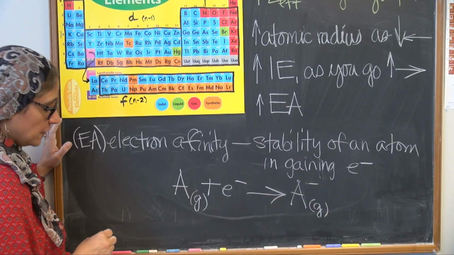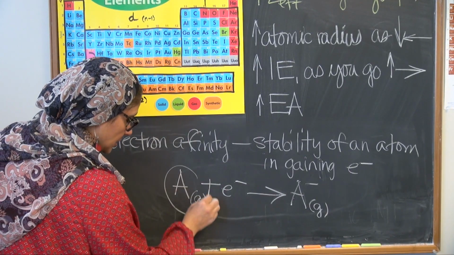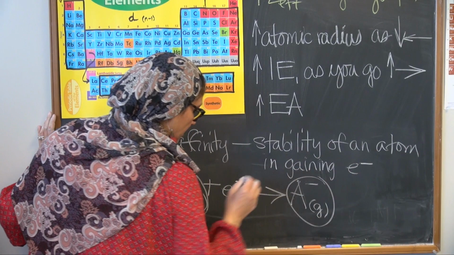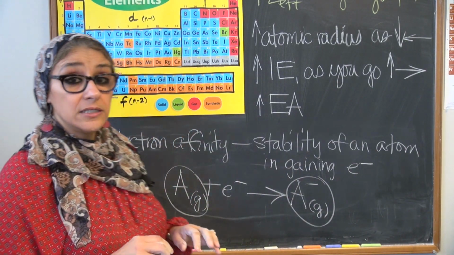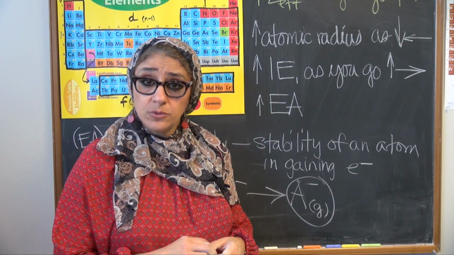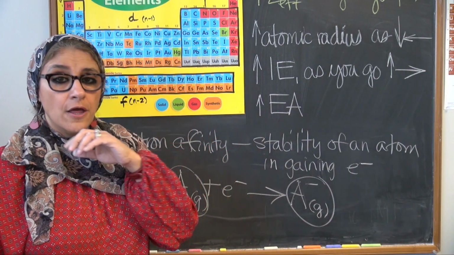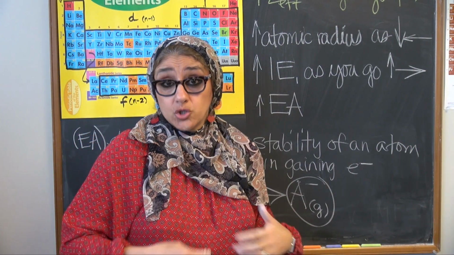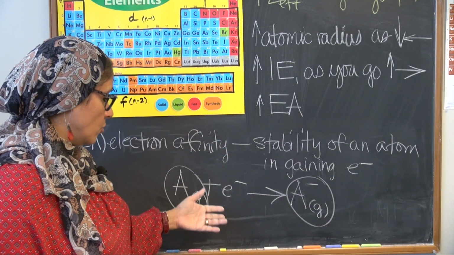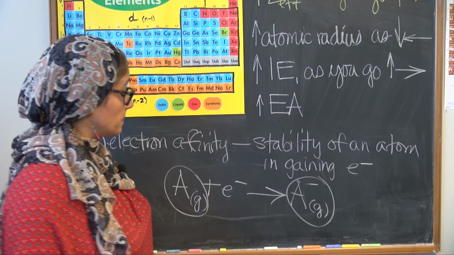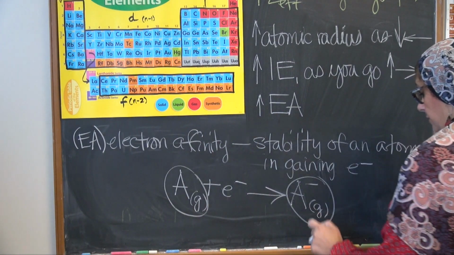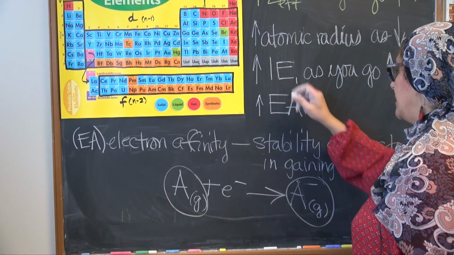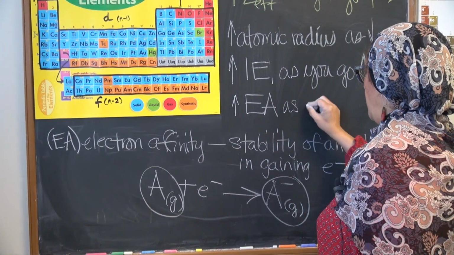And electron affinity is the measure of stability of the atom versus the anion, and it is expressed in joules. It is a thermodynamic value. The more negative the electron affinity, the higher it is, the stronger it is. Okay? The more likely this is going to happen. More stable the anion. Okay, so increasing electron affinity as you go which way?